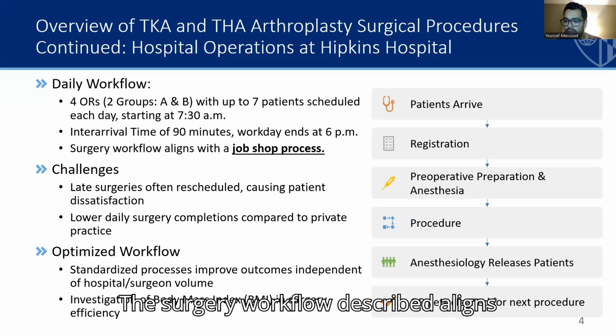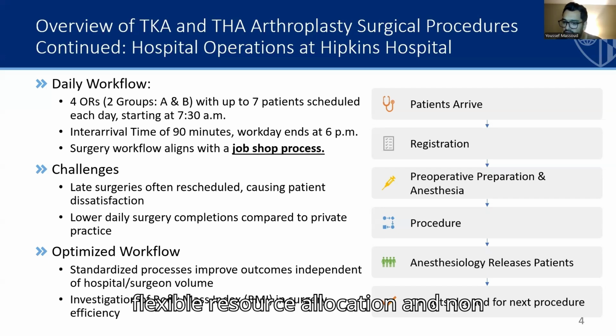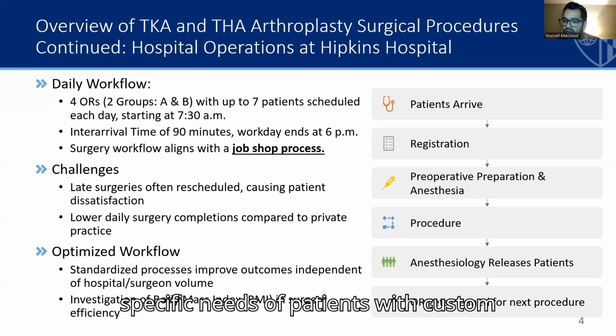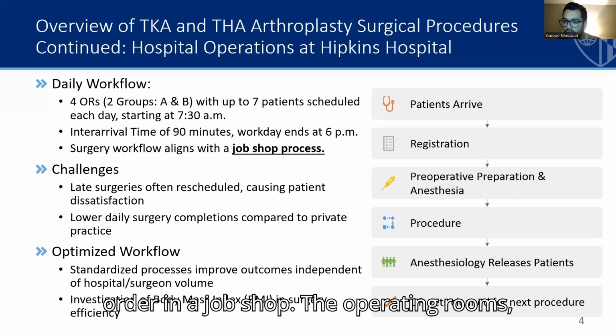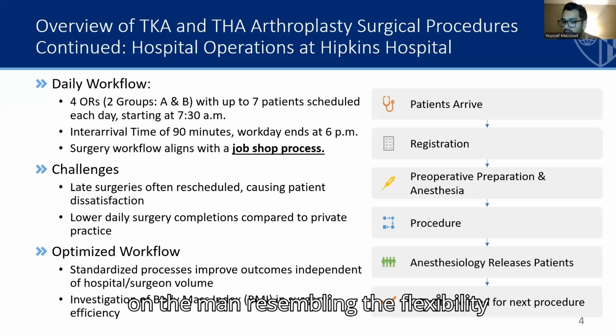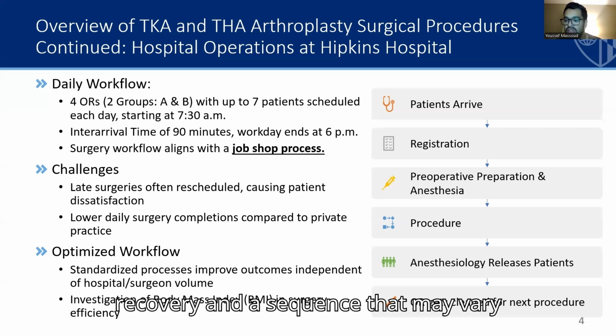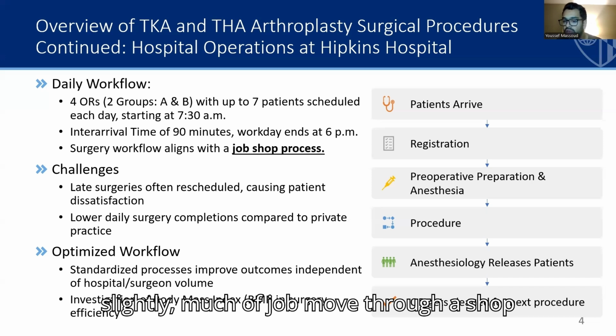The surgery workflow described aligns most closely with the job shop process because of its high customization, flexible resource allocation, and non-standardized flow. Each surgery is tailored to the specific needs of the patient, similar to a custom order in a job shop. The operating rooms, staff, anesthesiologists, surgeons, and environmental services are shared and adjusted based on demand, resembling the flexibility required in a job shop. Patients progress through different steps: registration, anesthesia, surgery, recovery, in a sequence that may vary slightly. Much like a job, they move through the shop based on individual requirements.